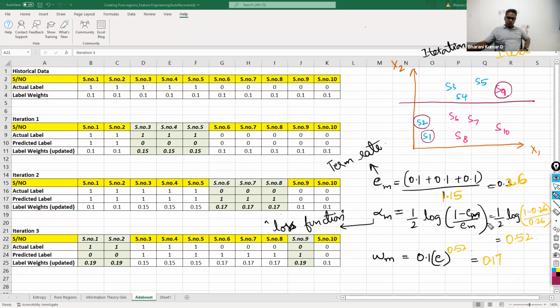So for these three, now we need to give some weights. Again, what are those entries? 1, 2, and 9. What are the weights initially which are given? 0.1, 0.1, 0.1 divided by overall weights. So you need to add all these weights. When you add all these weights, you get 1.33. And when you solve it, you get 0.23. You take that 0.23 and substitute here in this formula.